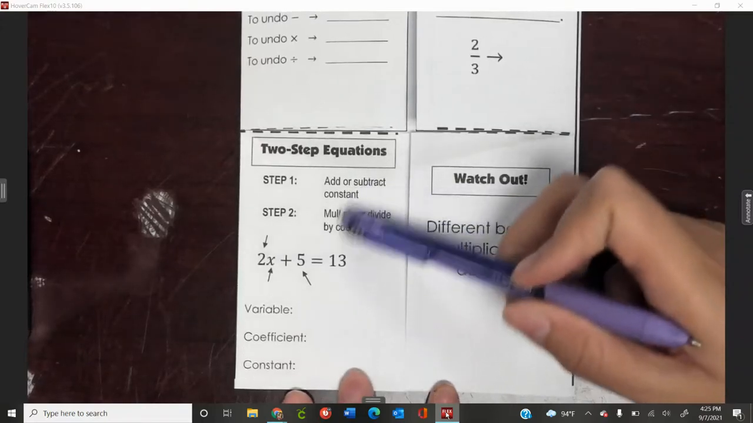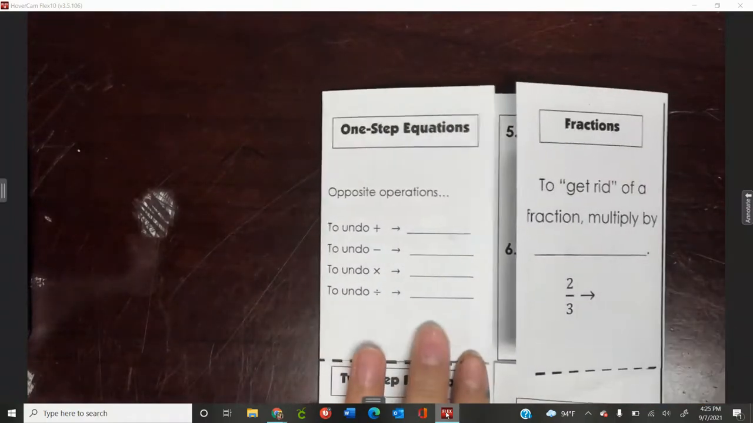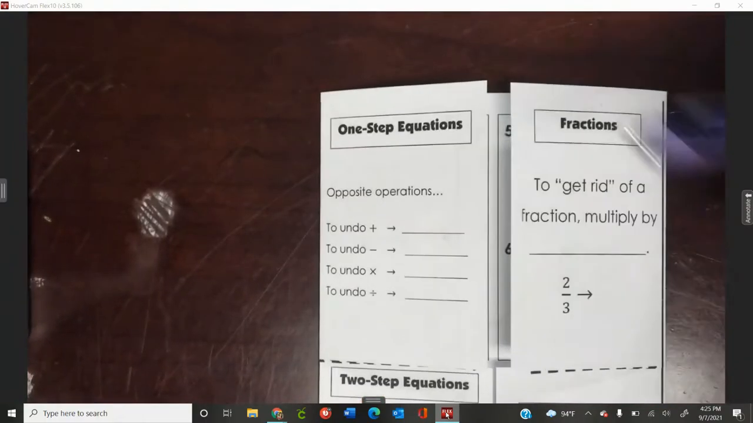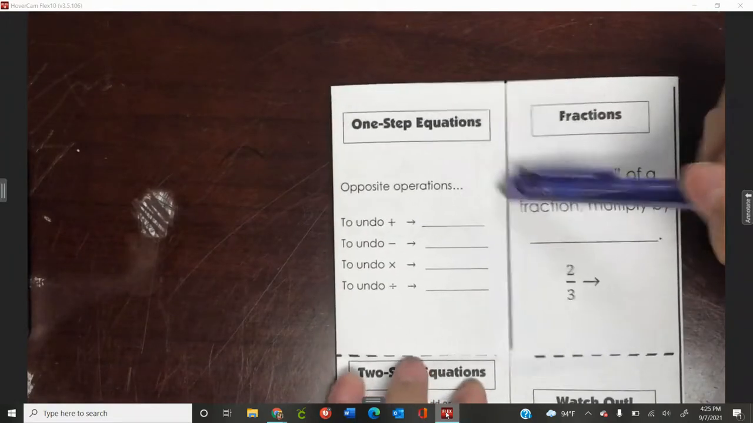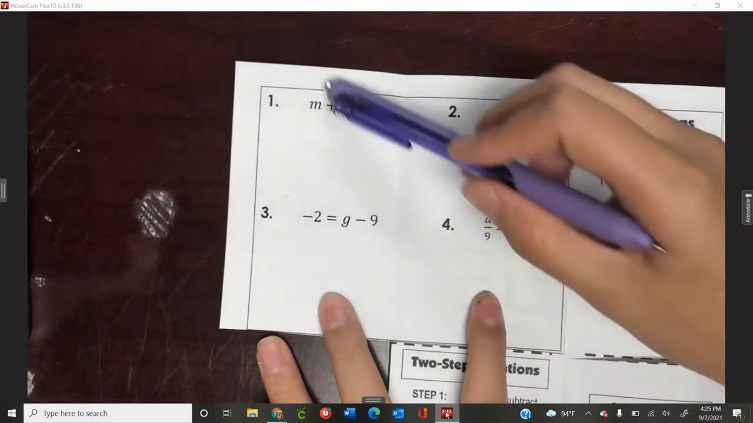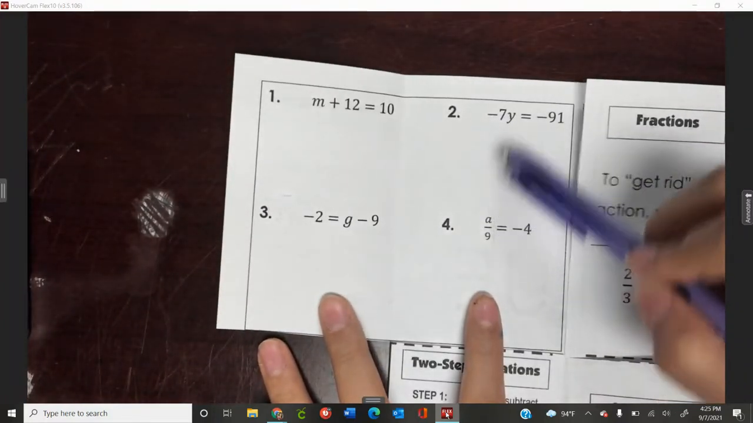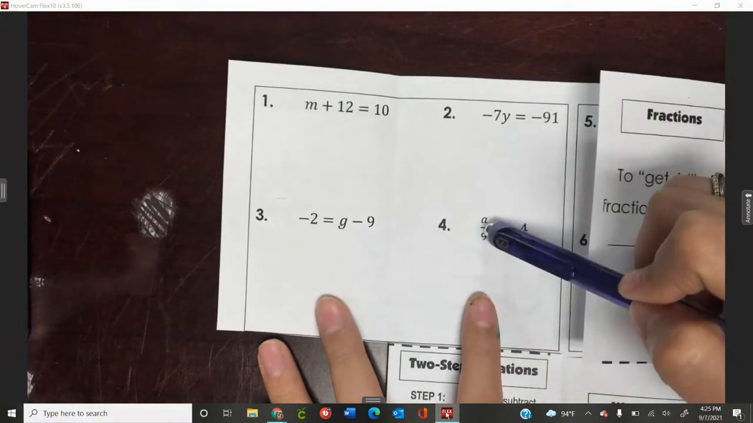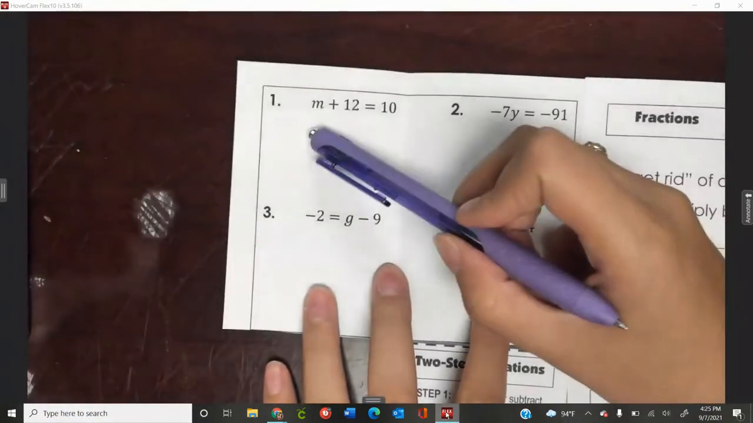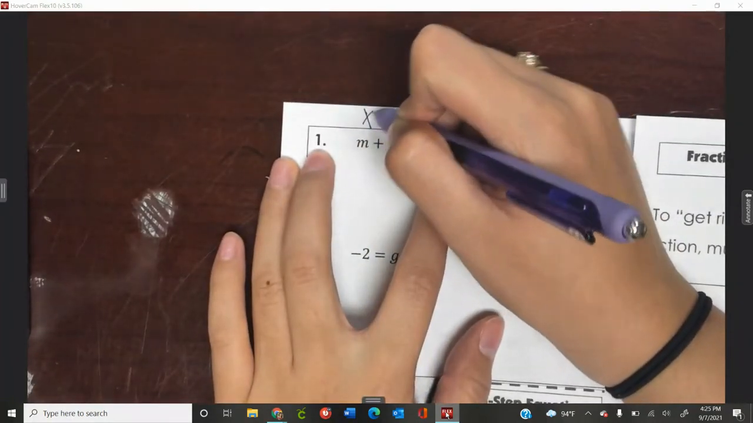Okay, by the end of this, our goal is for you to be able to solve a two-step equation. To start off a bit easier, we're going to go ahead and cover one-step equations. Now, the goal of solving an equation is to find the value of x. So if you quickly look at our examples here, we have a variable, so m, g, y, and a. We're trying to find the value of that variable so these equations are true. So towards the end of this, these should all be x equals some sort of number.